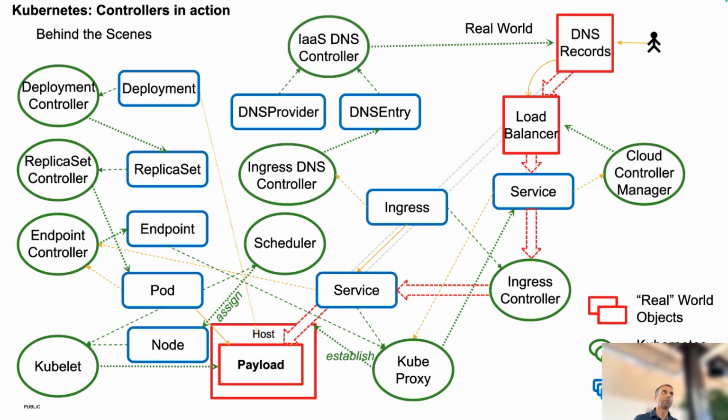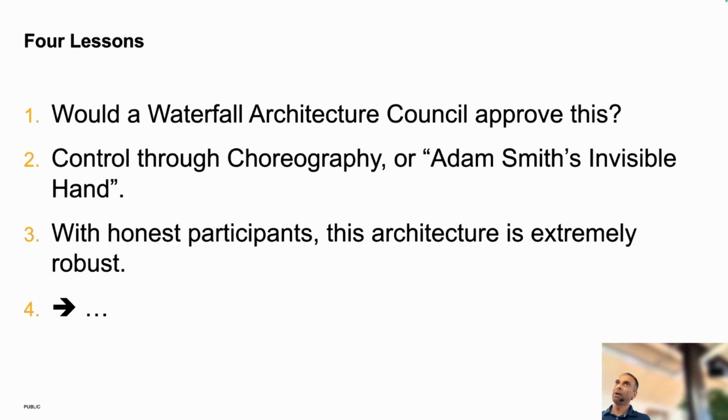This exercise was actually done because there are 4 lessons out of this. The number one lesson is this architecture. It's actually called the repository pattern. Would you think, and this is a rhetorical question, that a waterfall architecture council would approve such an architecture? Because it's a rhetorical question, you already know the answer. It's no, in my opinion.